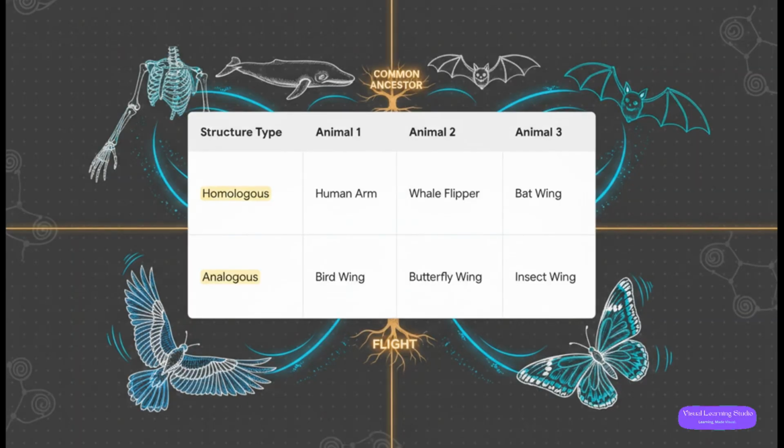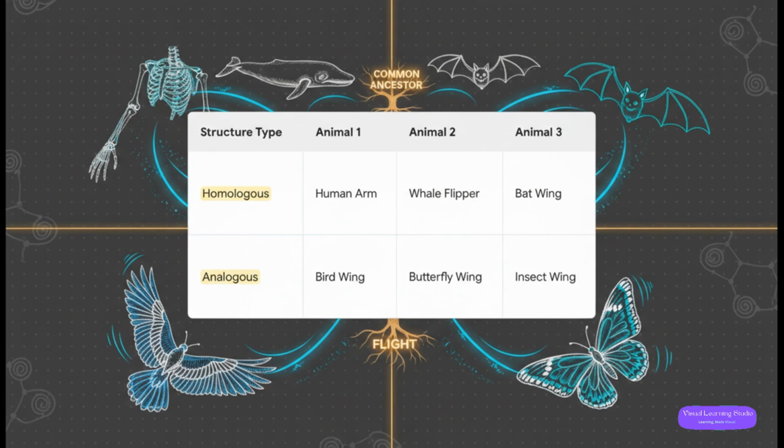And this slide just makes it so clear, doesn't it? Look at the top row, the homologous structures. A human arm, a whale's flipper, a bat's wing. They do totally different things, grasping, swimming, flying. But if you look inside, they share the exact same set of bones. That's divergent evolution. They started from the same place and spread out. Now look at the bottom row, a bird's wing and a butterfly's wing.